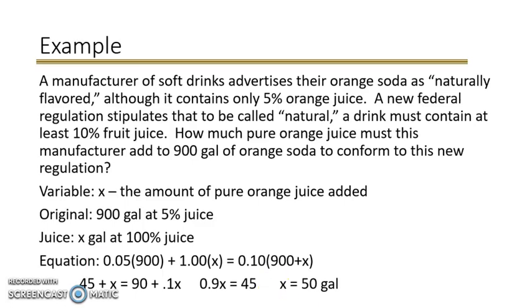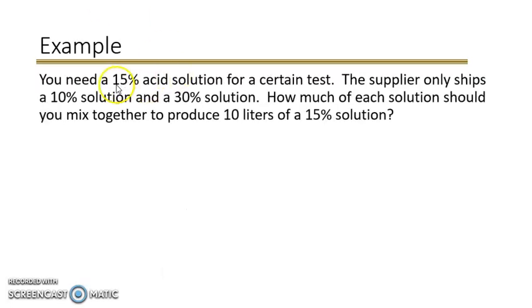Let's take a look at another example now where we have to make two equations. It says you need a 15% acid solution for a certain test. The supplier only ships a 10% solution and a 30% solution. How much of each solution should you mix together to produce 10 liters of a 15% solution? Now notice we have two variables here because it says how much of each. So I need to know how much of the 10% solution I need and how much of the 30%. And because there are two variables, that's the big clue that we need two equations.